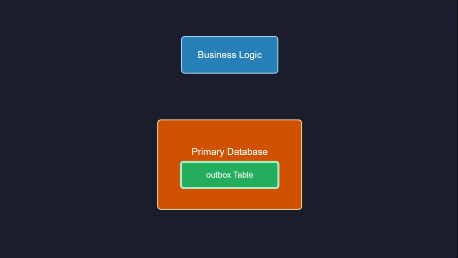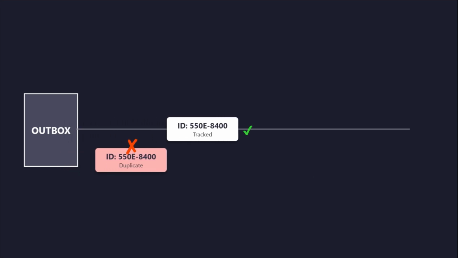You must create a dedicated table named Outbox within your primary database schema to act as a persistent buffer for all outbound events generated by your business logic during transactions. Every Outbox entry requires a unique identifier, which serves as the foundation for message deduplication and tracking throughout the entire lifecycle of the event, from generation to consumption.